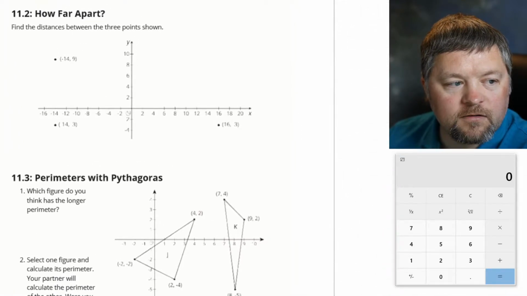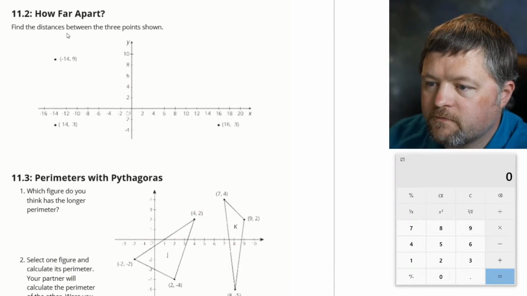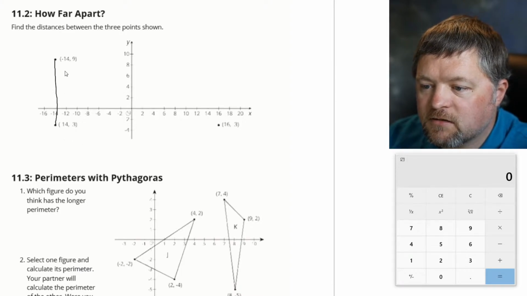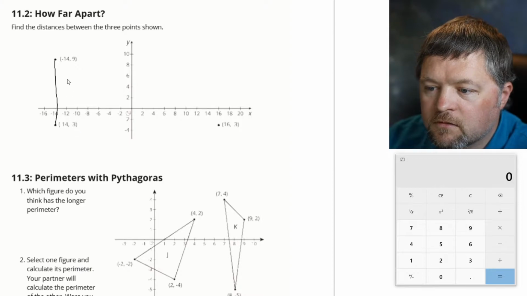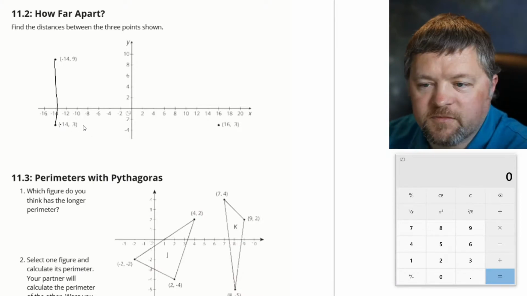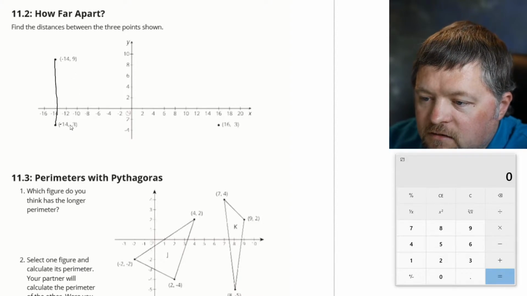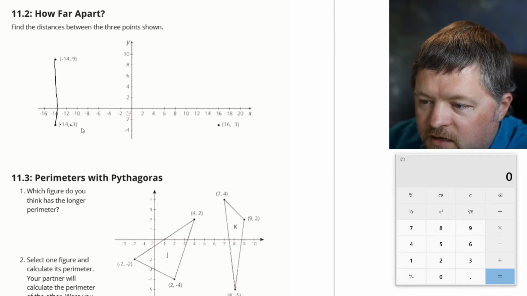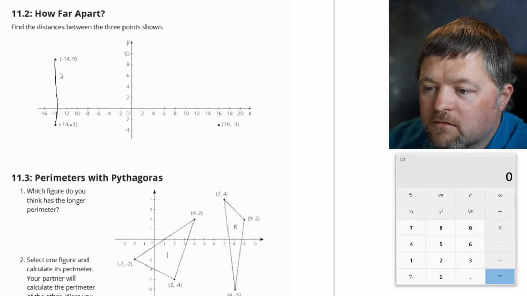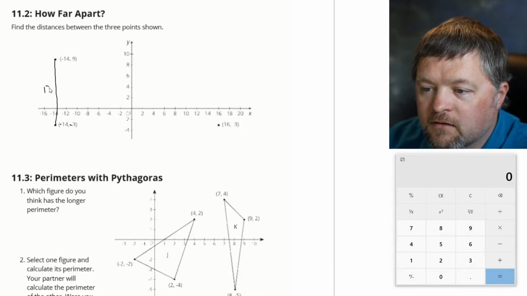How far apart? Find the distance between the 3 points shown. The distance between those 2 points, I feel like there should be a negative sign there that I don't see. From negative 14, that should be negative 14, negative 3, to negative 14, 9, that's 12 units to go from negative 3 to positive 9.